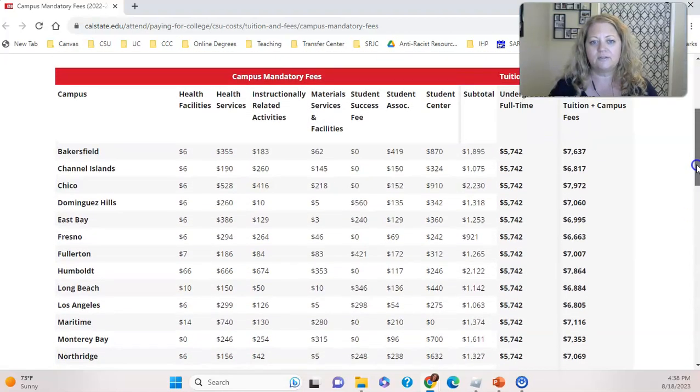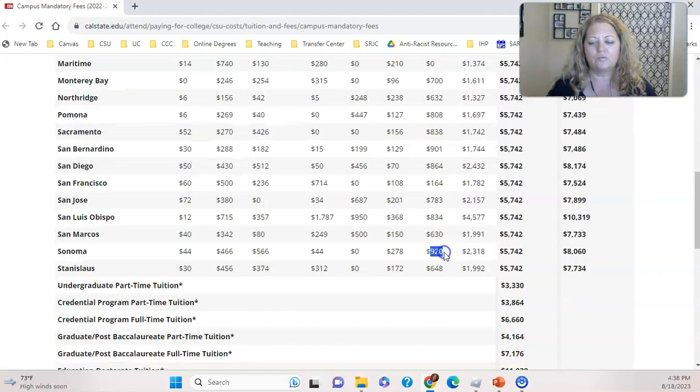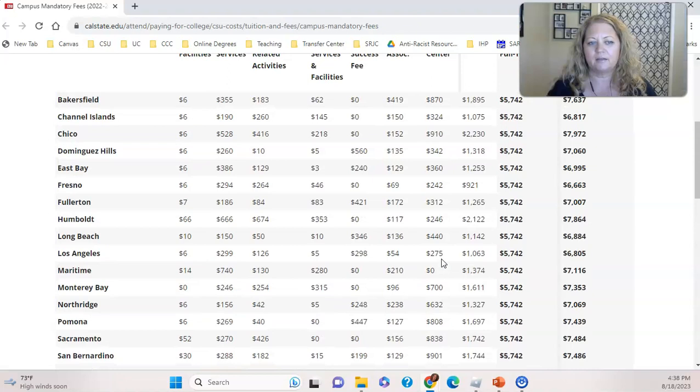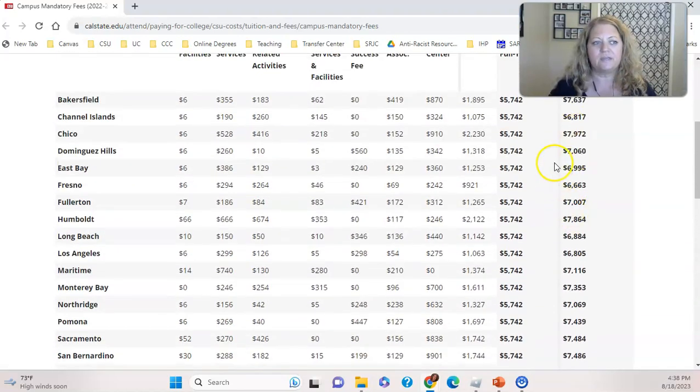So things that are in here are things like health services, the rec facilities, materials, student success fee, the student center fee. That's the biggest, okay? Because a lot of these campuses have built these new rec centers. Sonoma State's rec center isn't new, but it's newer, within the last 10 years maybe. So that fee is pretty high, $920. Let's see if anybody else is higher than that. Chico's at $910. Their rec center is really nice. Theirs is pretty new. So that just gives you an idea of what the yearly fees are.